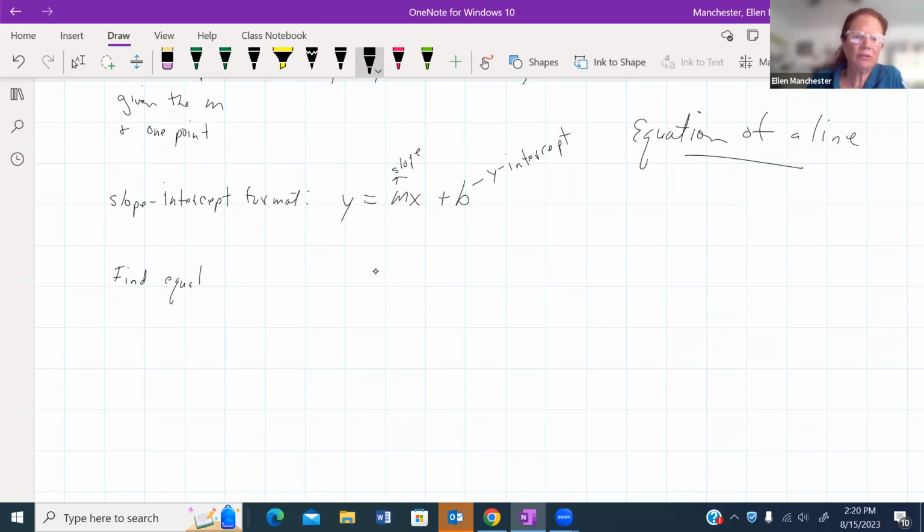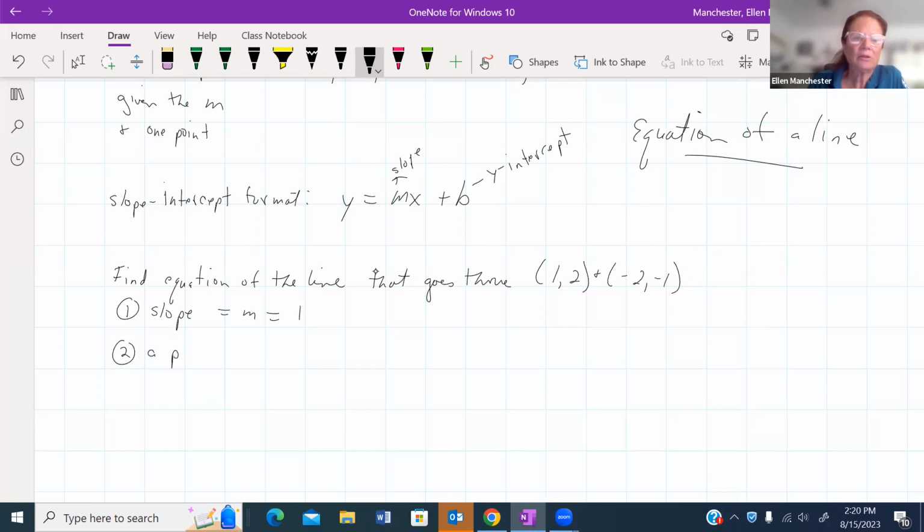So anytime you are given this set of instructions that goes through 1, 2, and -2, -1. Okay, so we're going to find the equation of the line that goes through. Well, you need the slope, which we already found was 1, and you need a point, which we already have. We have 1, 2, or -2, -1. So we're good to go. That's all we need to use the point slope format.